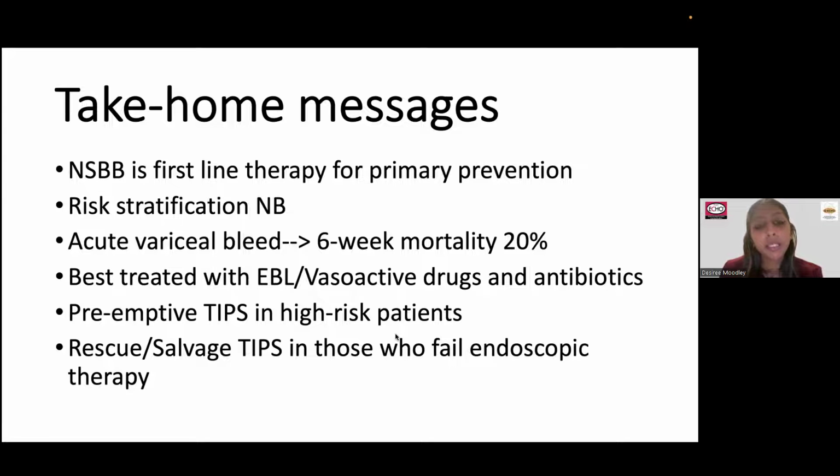Consider preemptive TIPS if you've got high-risk patients. So those are the hepatic venous pressure gradient more than 20, your Child-Pugh B with bleeding on endoscopy, and Child-Pugh C. And then consider rescue or salvage TIPS in those who fail endoscopic therapy.